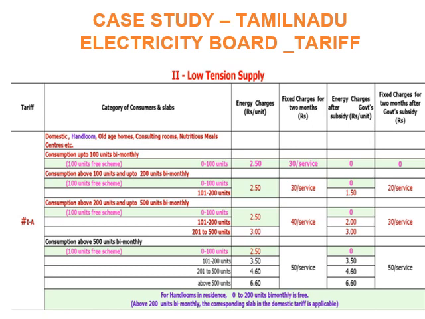And then above 200 units, for 1 to 100 units 2.50, 101 to 200 units 2.50, and then 201 to 500 units you have to pay rupees 3. And then consumption above 500 units bi-monthly, you can see the split up here. That is block rate. For handlooms and residents, 0 to 200 units bi-monthly is free. That's why it is seen in blue.